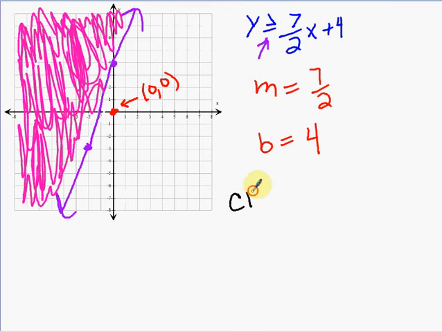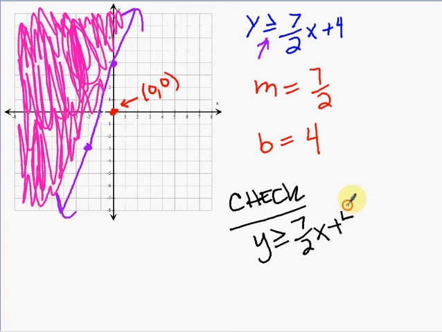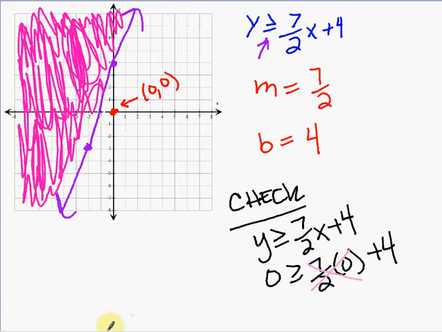I'll write that I'm checking down here where to shade, so I'll just write the word check. And I'll write my inequality, y is greater than or equal to 7 over 2x plus 4. And if I plug in 0 for y and 0 for x, I'm going to see that 7 over 2 times 0 is gone, and I'm going to be left with a statement saying that 0 is bigger than or equal to 4.